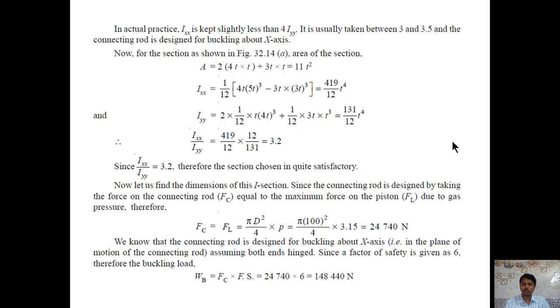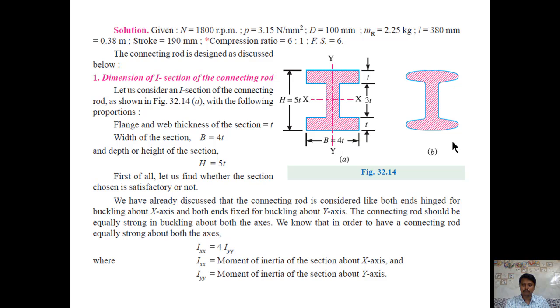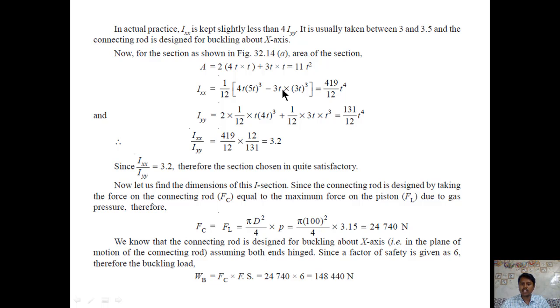So, B H cube by 12 is 4t into 5t cube, and minus of this portion. If you leave this distance t, then this total distance is 3t and this height is again 3t. Hence, minus of 3t into 3t cube. You will get 419 by 12 into t power 4.